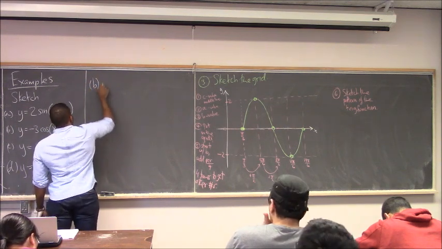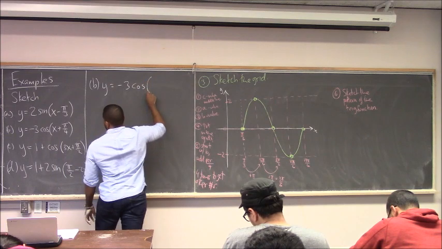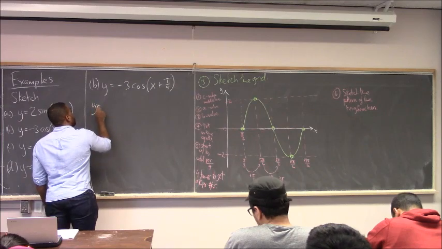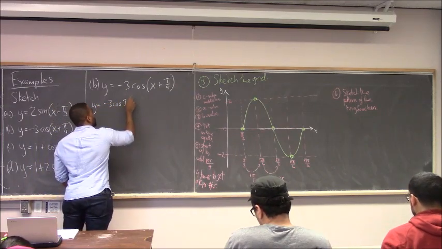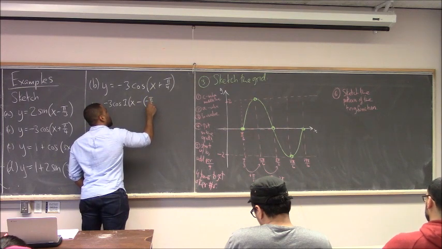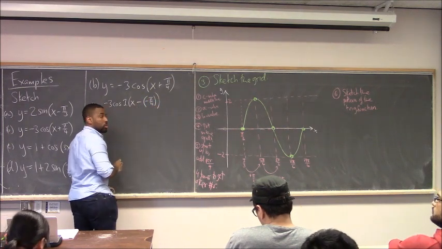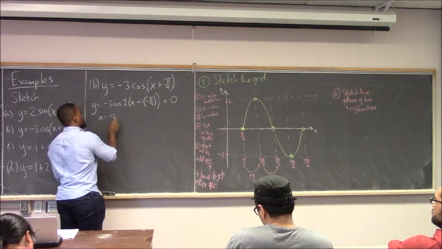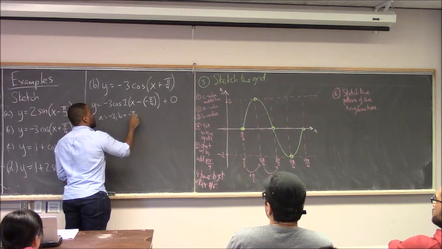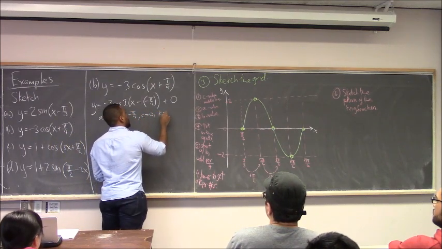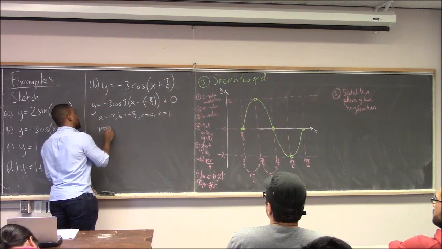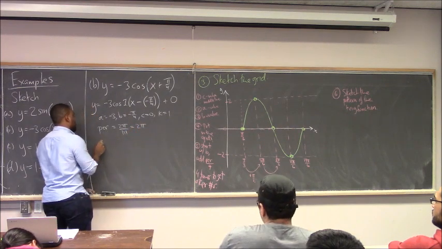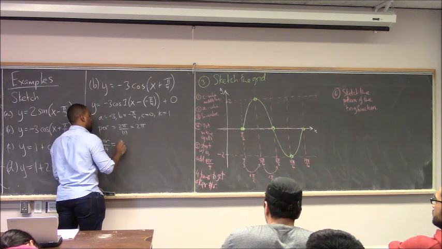So, y is equal to minus 3 cosine of x plus pi over 4. Again, I'm going to write it in the general form. Minus 3 cosine of 1 x minus a minus pi over 4, because there's a minus in the general formula, plus 0. Here, my a is minus 3, my b is minus pi over 4, my c is 0, my k is 1. This means that my period is 2 pi over 1 equals 2 pi. This means that my period over 4 is, again, pi over 2.